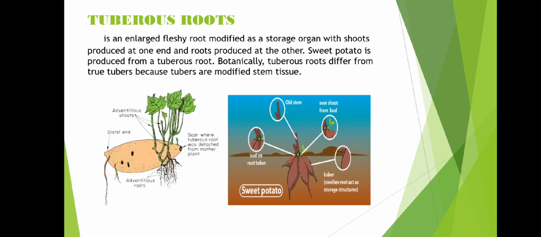Tuberous roots is an enlarged fleshy root modified as a storage organ which shoots produce at one end and roots produce at the other. Sweet potato is produced from a tuberous root. Botanically, tuberous roots differ from true tubers because tubers are modified stem tissues.